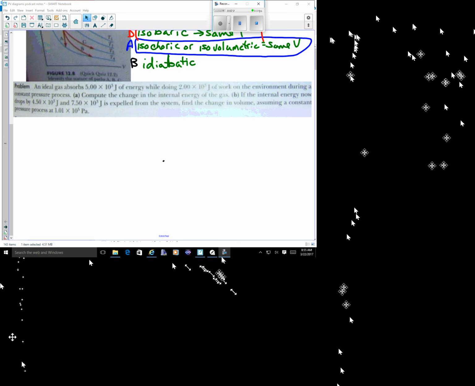Okay, now we're good. So I'm going to go ahead and write down what was given to us. So that 5 times 10 to the 3rd joules is going to be the amount of thermal energy that we're absorbing. If you want to put 5,000, that's good. 5 times 10 to the 3rd joules of energy is going to be our Q. And then it says that while doing 2 times 10 to the 3rd joules of work on the environment, well, you got to remember, if it does the work, that means it's going to be negative. So I'm going to put a negative 2 times 10 to the 3rd right here.